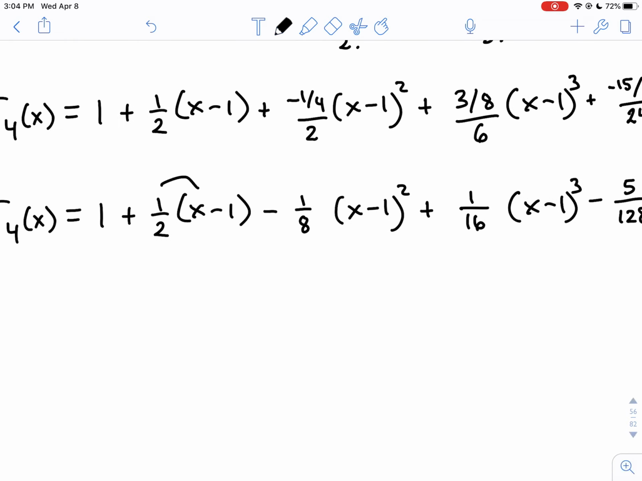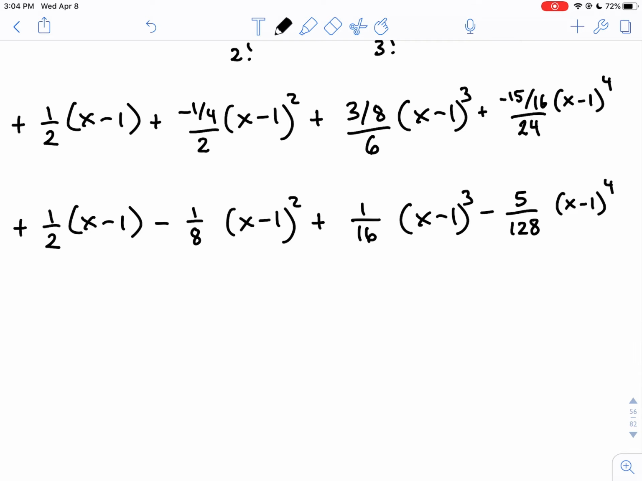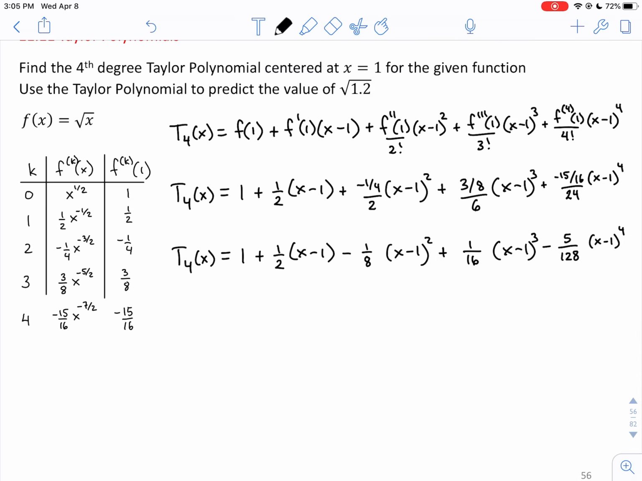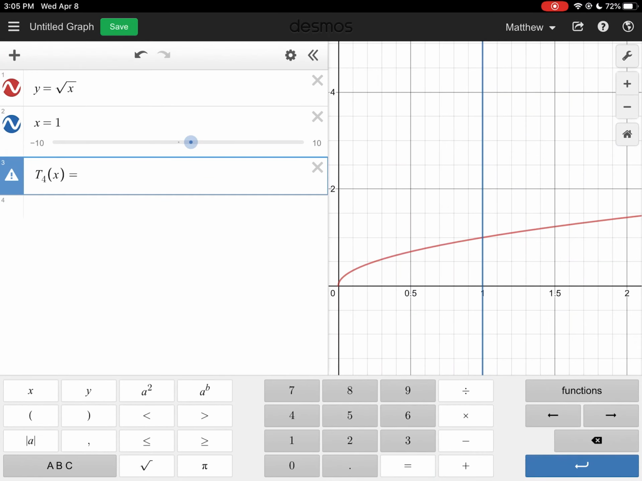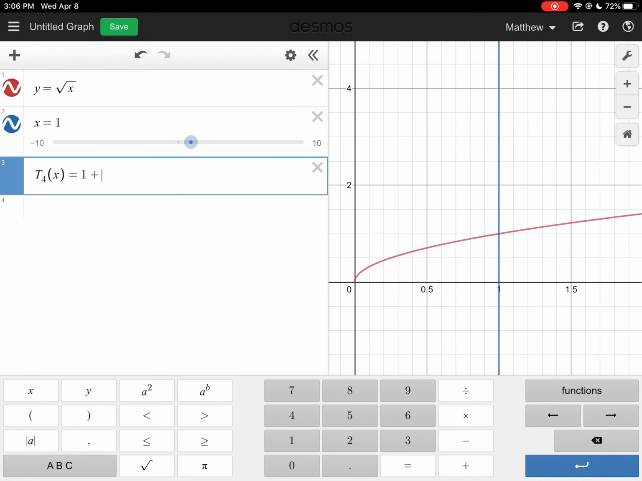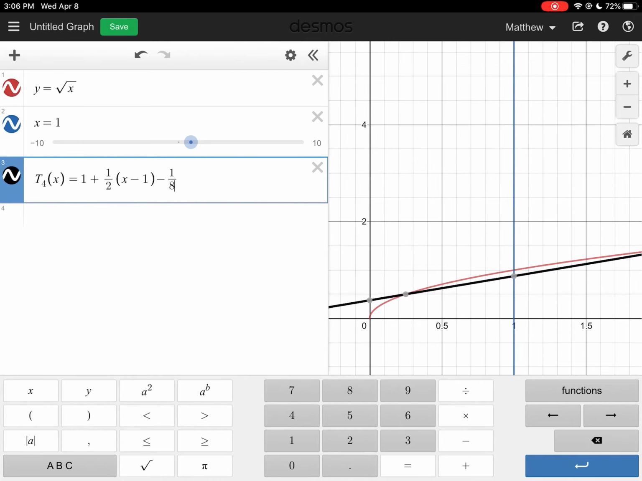Let's not worry about distributing this 1/2 or foiling this and then distributing. Let's leave this in terms of powers of x minus 1. All right, let's go to the Desmos. T sub 4 of x equals, and we're going to start typing this in, 1 plus 1/2 of x minus 1 minus 1/8 of x minus 2 squared, minus 1, not minus 2.